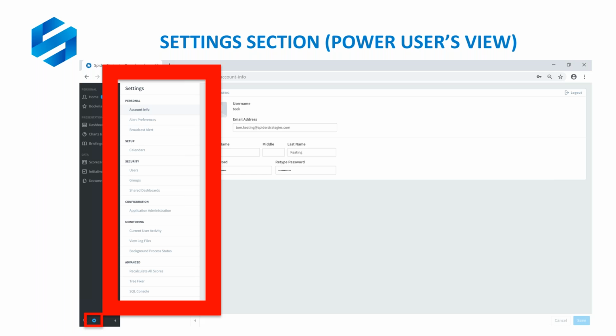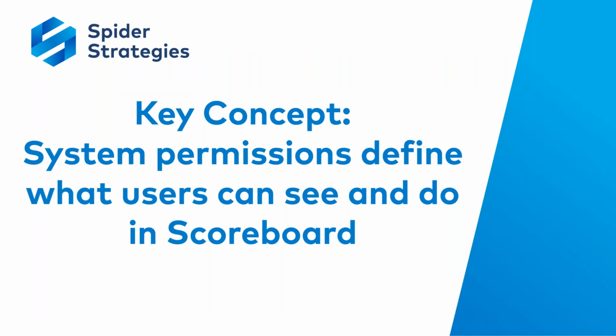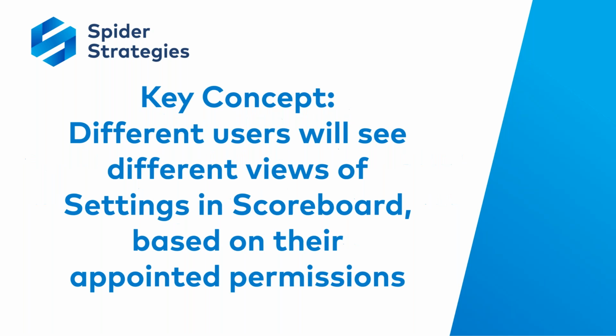That leads me to a key concept that I want to make sure everyone understands: system permissions define what users can see and do in Scoreboard, and different users will see different views of that settings navigation pane, depending on their appointed permissions.